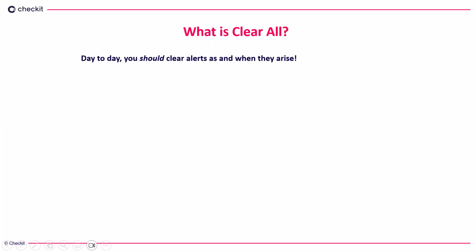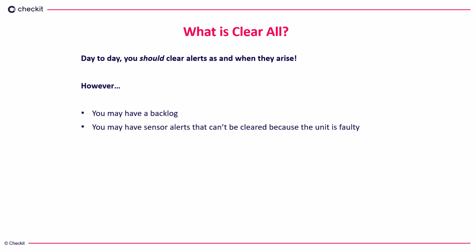Ideally, you should clear alerts as and when they arise. However, there may be times when your outstanding alerts have built up or you have a backlog. You might also find yourself in a situation where a sensor is sending you non-stop alerts, and this could be because the unit is faulty. In cases such as this, you can't clear the alerts in the normal way because the temperature won't, or indeed can't, come back into range.